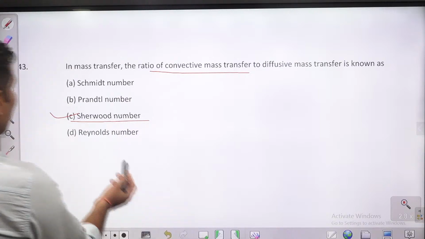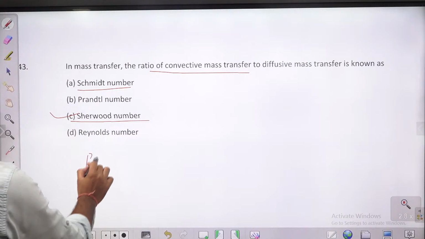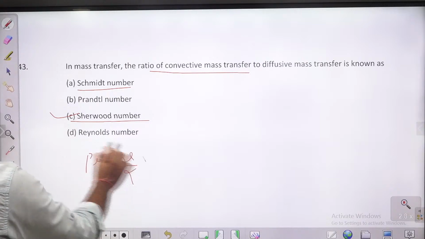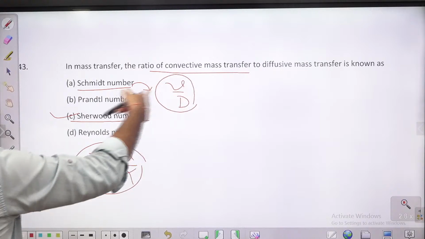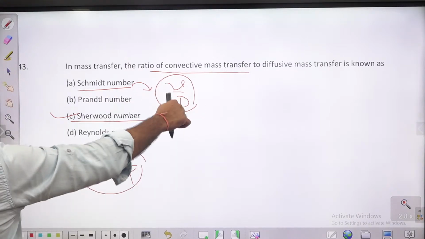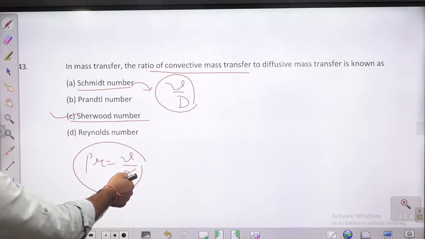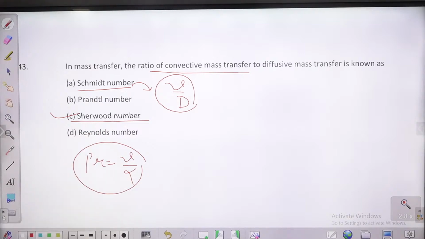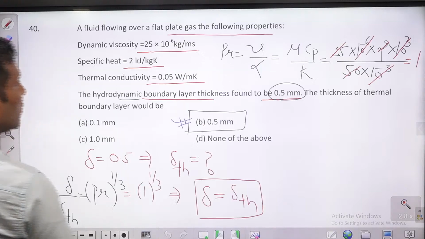The Schmidt number is very much similar to the Prandtl number. What is your Prandtl number? This is nu by alpha, and this one is nu by D, where nu is the momentum diffusivity and D is the mass diffusivity. So the ratio of momentum diffusivity to mass diffusivity is the Schmidt number, and the ratio of momentum diffusivity to thermal diffusivity is your Prandtl number. Please solve these two questions.